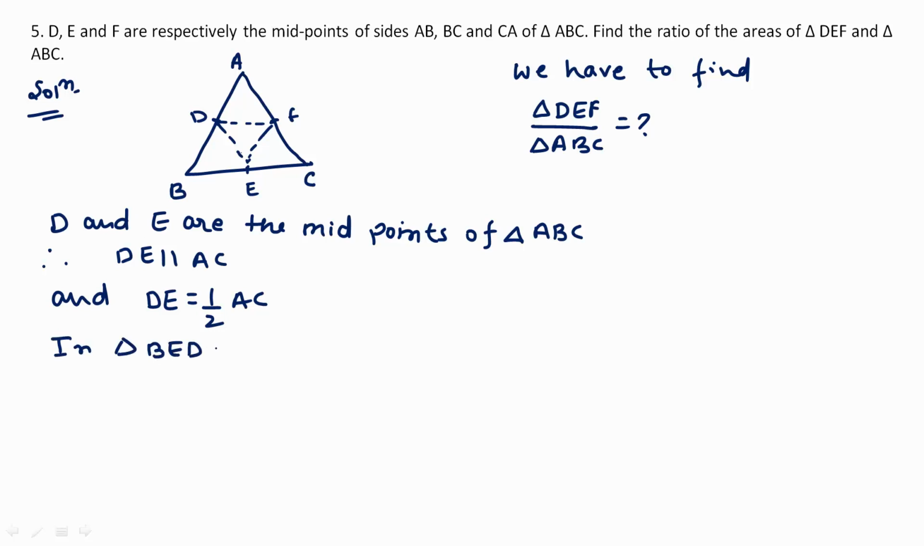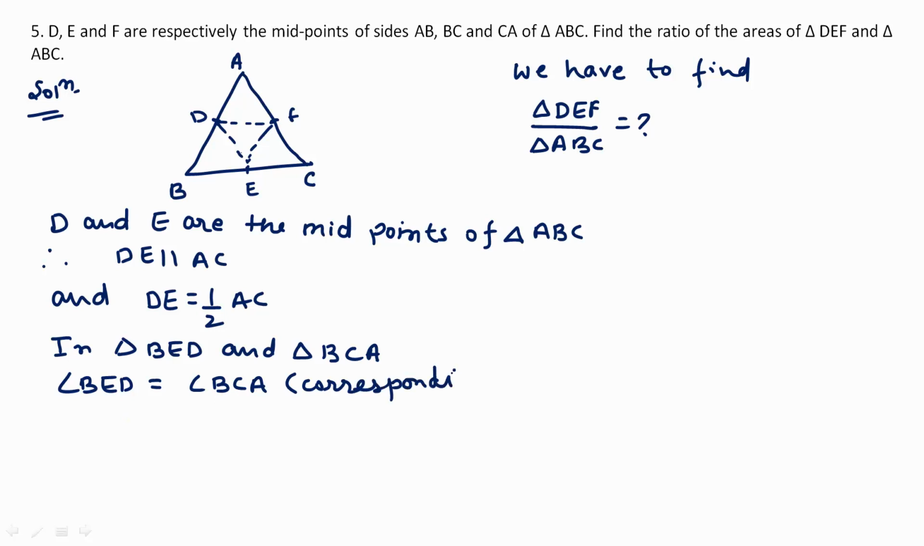So in triangle BED and triangle BCA, angle BED is equal to angle BCA, from which property? Corresponding angles. And number second, angle BDE is equal to angle BAC, from which property? Again corresponding angles.